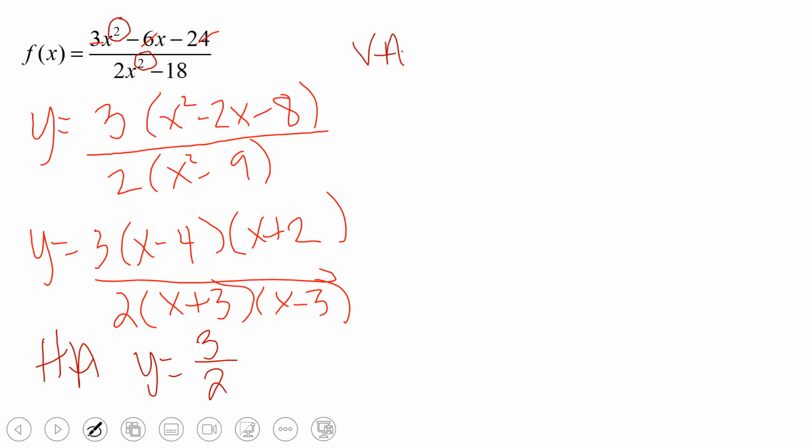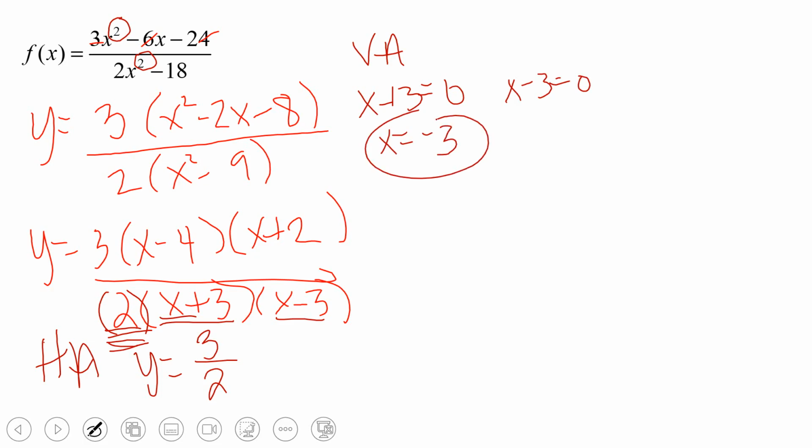To identify the vertical asymptotes, I'm going to take each one of these quantities, and you may ask yourself, why am I forgetting about the 2 in front? It's because it doesn't have any variable with it. So I'm only going to take the quantities that have a variable, set them each equal to 0, and solve. So I'm going to add 3 to the opposite side, and subtract 3 to the opposite side. I have 2 vertical asymptotes.